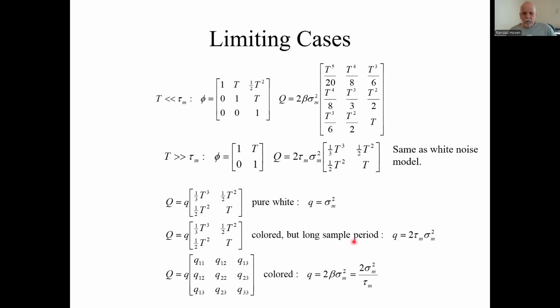If it's colored, but you have a long sample period, you could justify it based on some variance of the maneuver itself and the time constant of that maneuver. And then if you have a three-state model, you have a way to come up with it based on maneuver variance and the time constant.